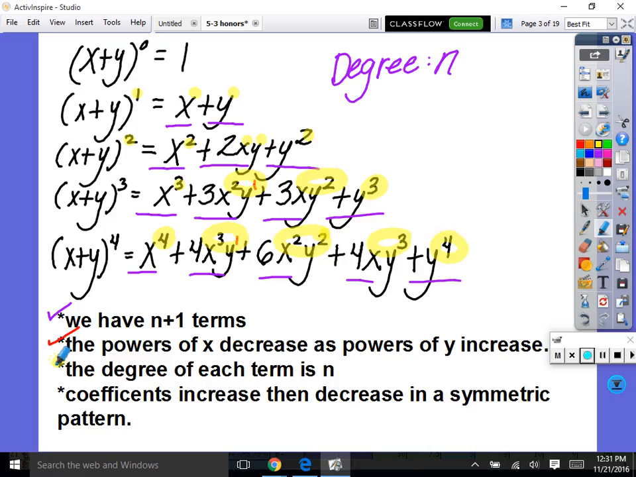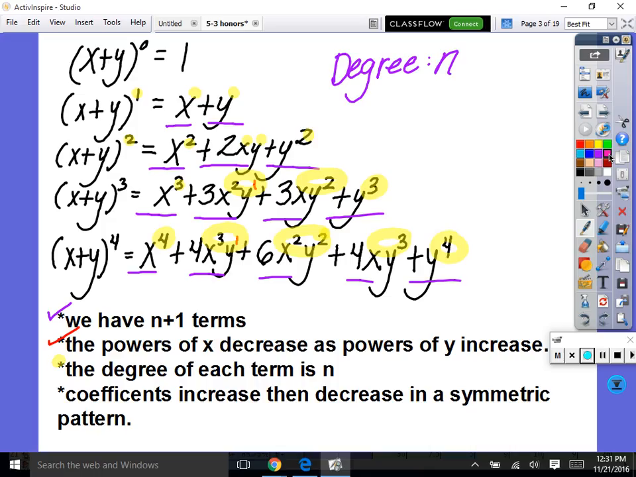And then coefficients increase and then decrease in a symmetrical pattern. So remember what a coefficient is. A coefficient is a number in front of the variable. So everybody look. 1, 2, back down to 1. You see how it was symmetric? It went up and back down. 1, 2, 1. Now watch. 1, 3, 3, 1. It's going up and back down in a symmetric pattern.